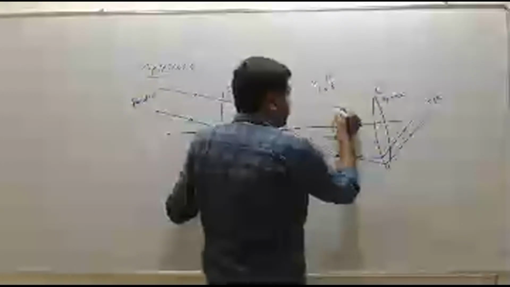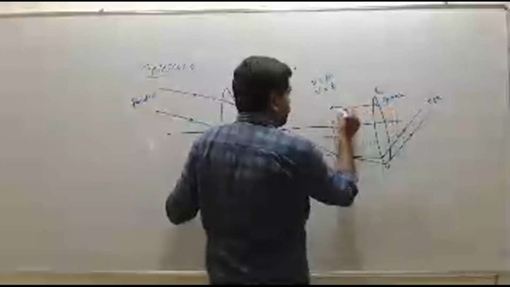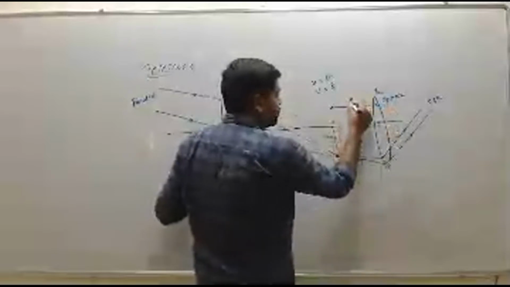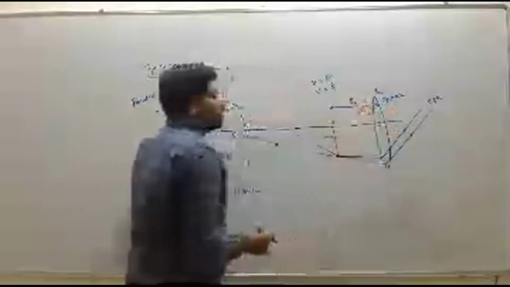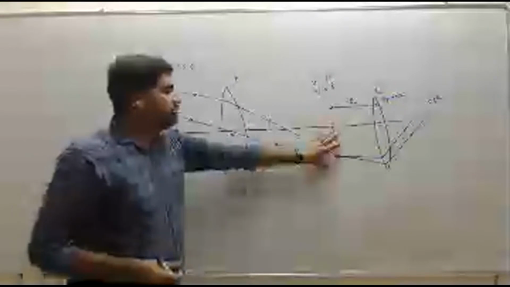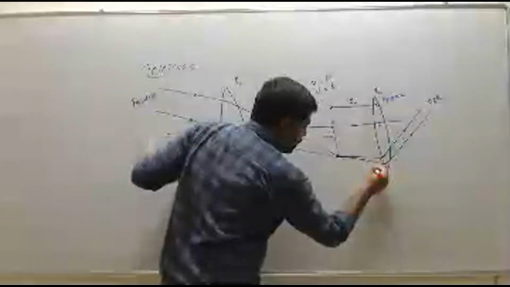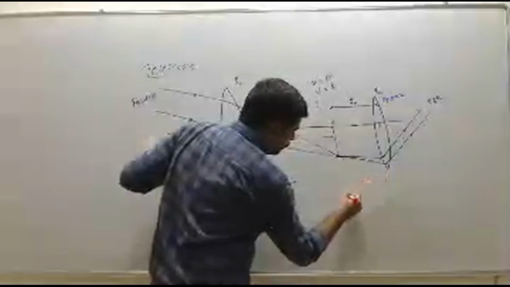So the distance from the eyepiece to the image is fe. When the object is at the focus, the image we get is at infinity.